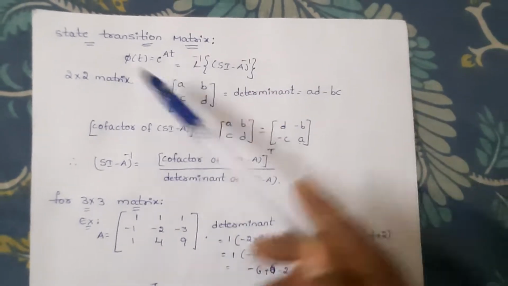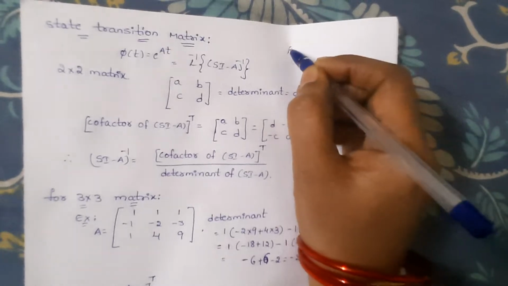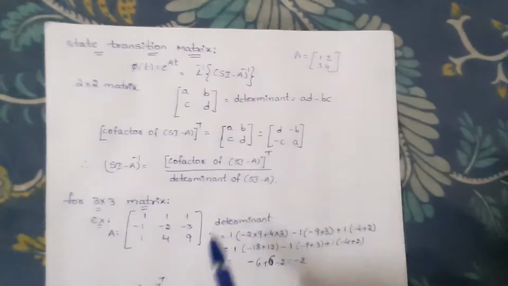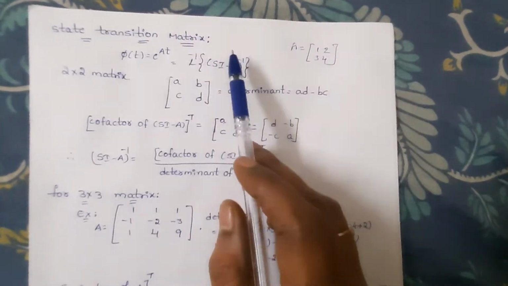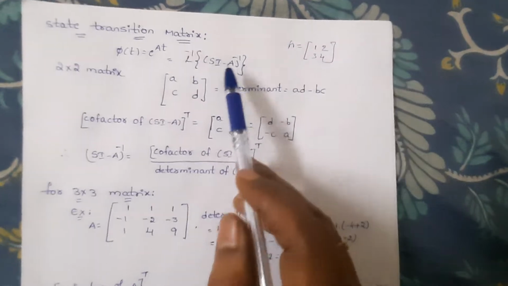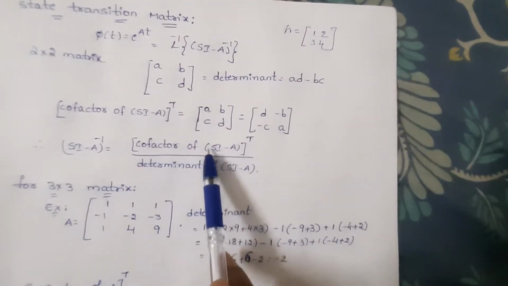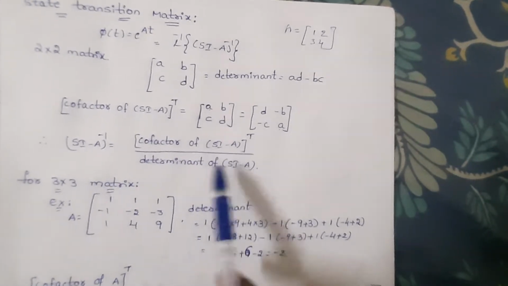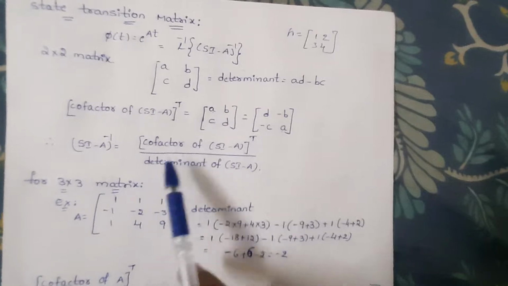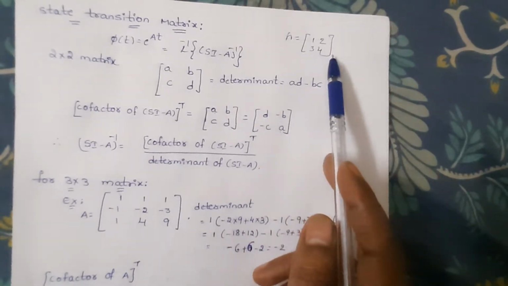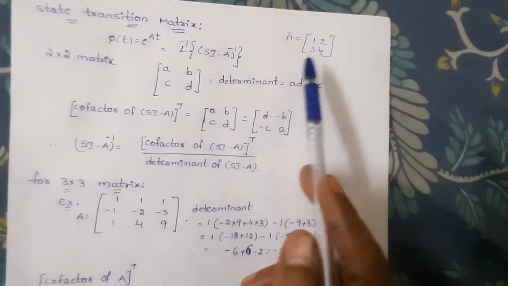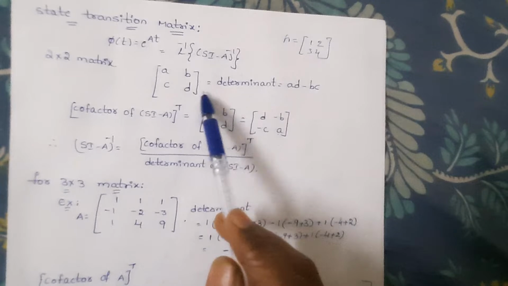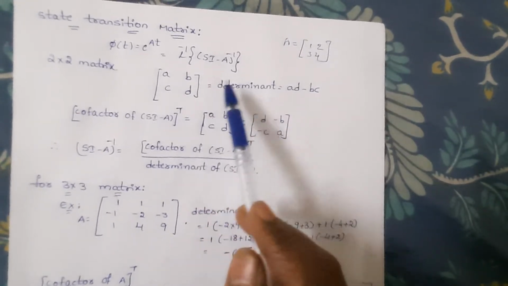See, if the given A matrix is a 2 by 2 matrix like this. Actually, this (sI minus A) whole inverse formula is the cofactor of (sI minus A) whole transpose divided by the determinant of (sI minus A). This is the basic formula. But according to the matrix size, if it is a 2 by 2 matrix with entries A, B, C, D, the determinant formula is AD minus BC.